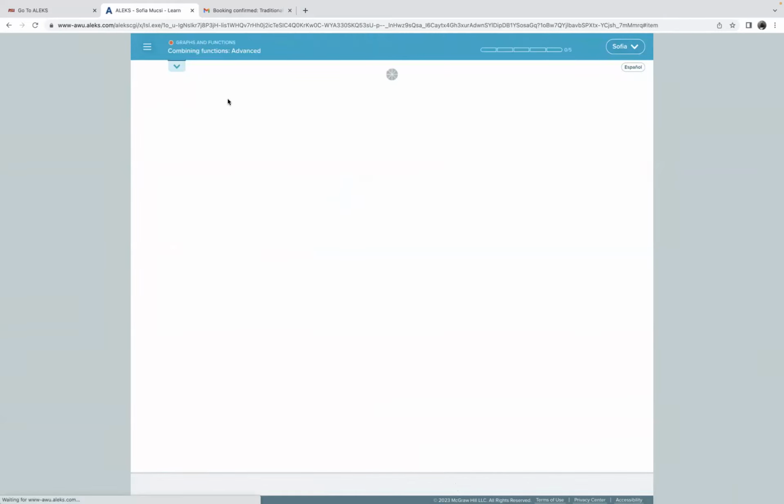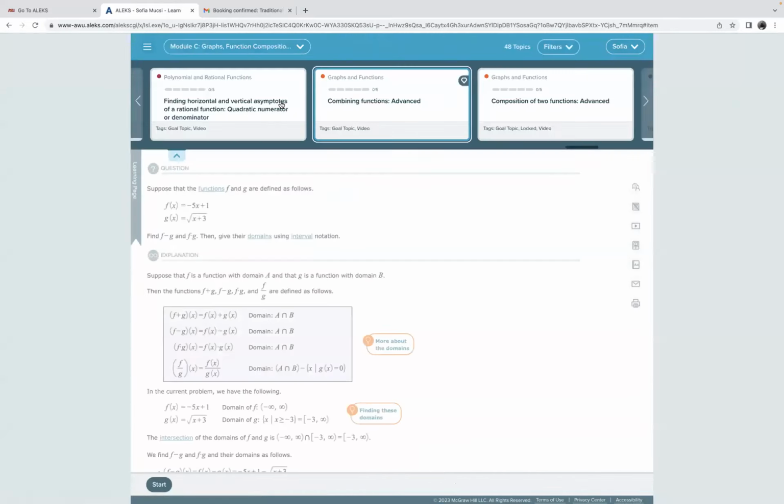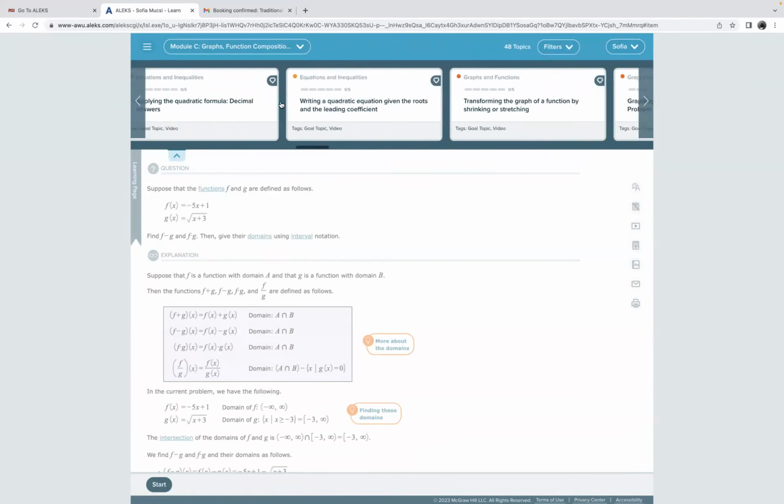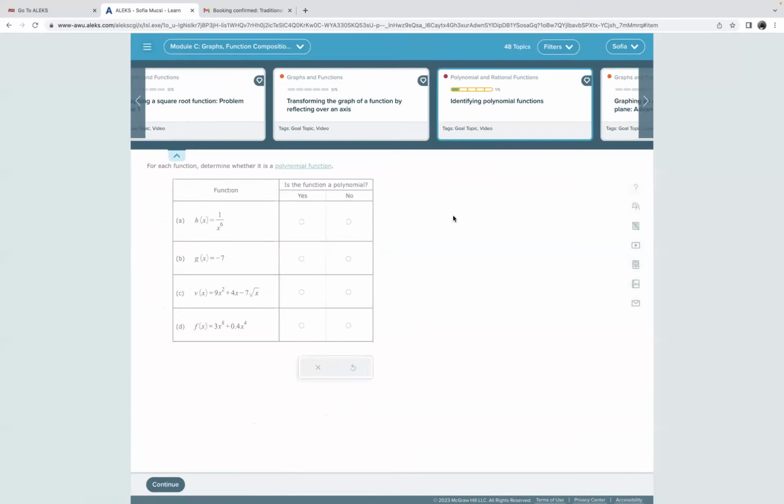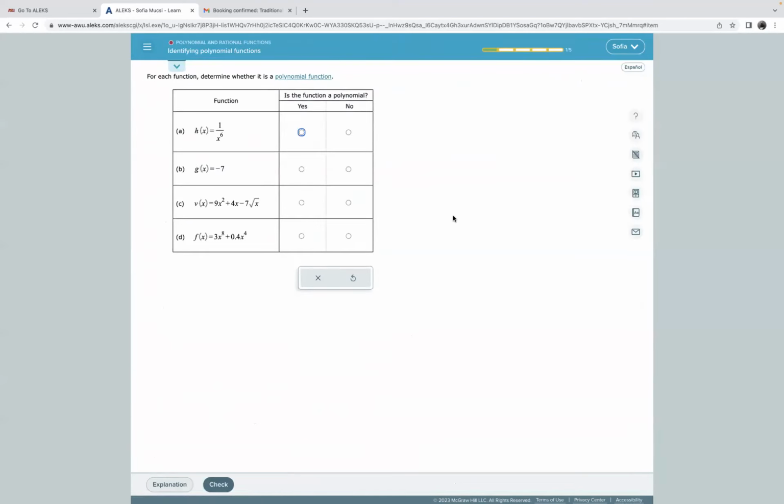Trying to see what other ones there were. I guess we can do this one because I was kind of stuck on this. So, trying to think of a good explanation here. The letter D is a polynomial, the last one, because it's got whole number powers. Like 8 and 4 are positive and they're nice.